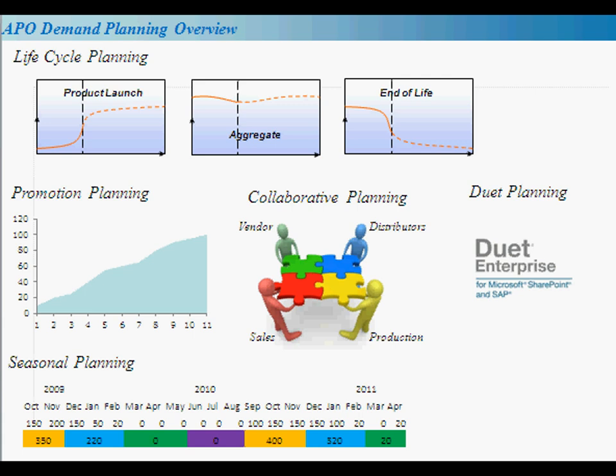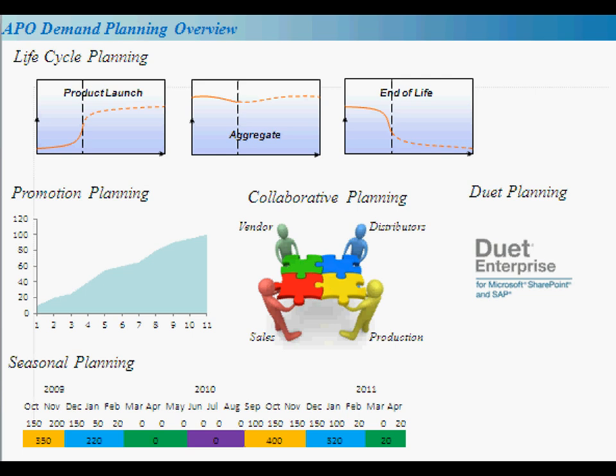Apart from that, it has functionality like life cycle planning and promotion planning. Life cycle planning is used in case we're trying to introduce a new product in the market and we're not sure about how the future trend or the future demand of that product will be. Promotion planning is used in case we want to map promotions to our forecast.